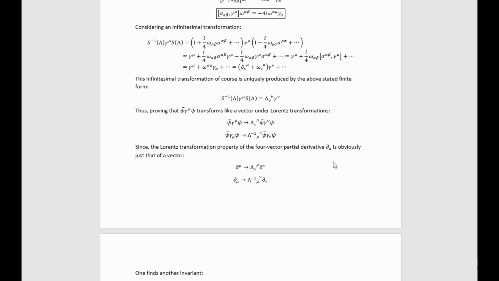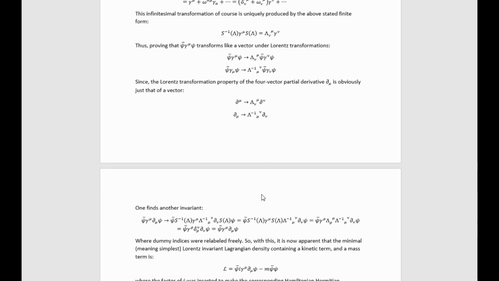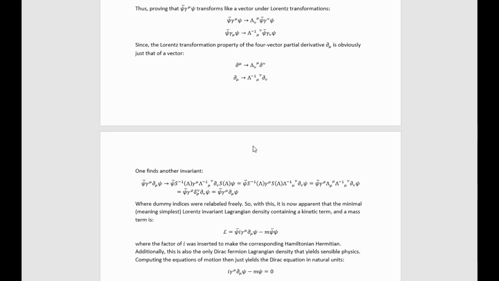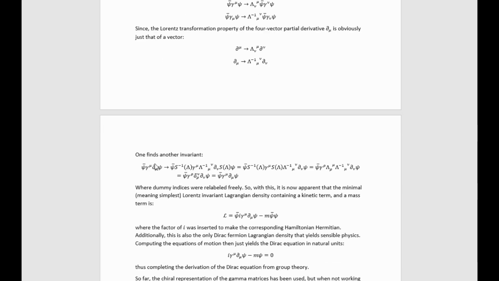Now we know that the 4-vector partial derivative ∂_μ under Lorentz transformations, of course, does just transform like a vector here, where of course these lambda tensors are the same as was given at the beginning, because it's still just a vector. One finds then that this quantity here involving derivatives of psi is Lorentz invariant through this sequence. So first we see that this comes in for the index on the partial derivative, and then we've got this S inverse and this S coming in from the Lorentz transformations of the Dirac field.